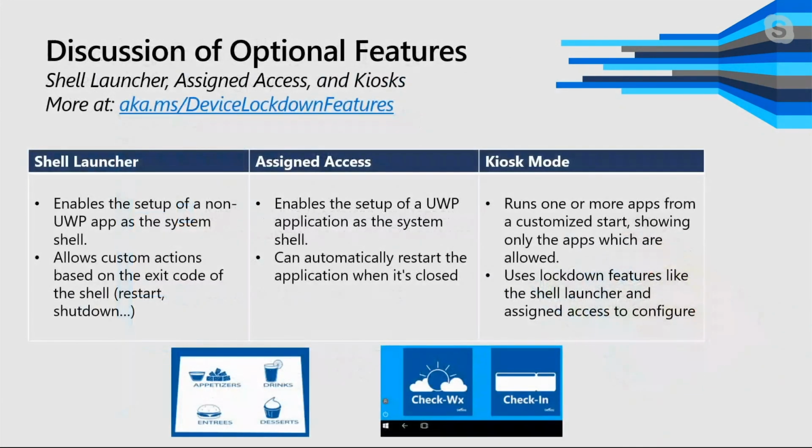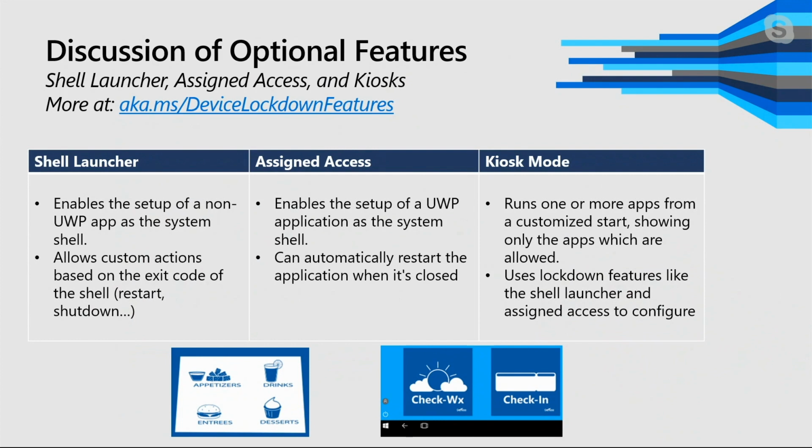Something else I did want to mention is a couple features our customers really like to use. So there's device lockdown features, such as the shell launcher and assigned access. And you can use these features to set up your device in a mode called kiosk mode. So what shell launcher is, it allows you to set up a non-UWP application as your system shell. So that means that when an application exits, you can actually do custom actions based on that exit code. For example, you could just restart that application, or you could shut down the device, restart the device, or anything like that. Assigned access is really similar, but you can use a UWP application for your system shell. And again, you can use this to automatically restart that application when it's closed, and that way you're keeping your user in their intended experience.